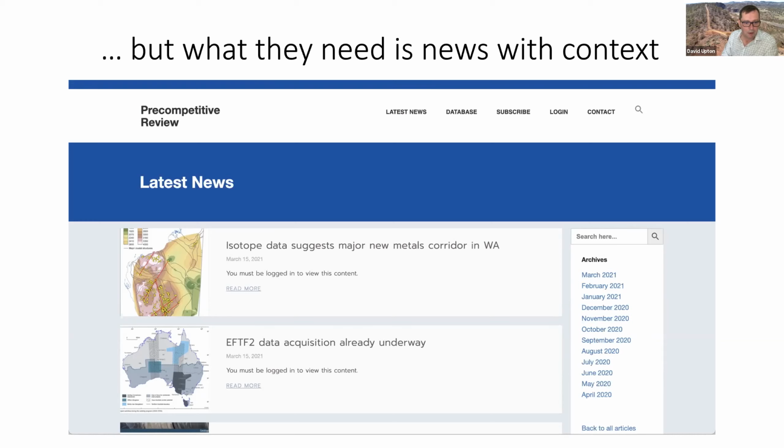And I posted a couple of pieces yesterday. One of those: the isotope data suggests major new metals corridor in WA. Now, that's a really important piece of information that was in a presentation about a month ago by Yongjung Liu from GSWA. And he very kindly talked to me and explained a bit more. Simon Johnson talked to me and explained a bit more, and it became obvious to me this is really significant.